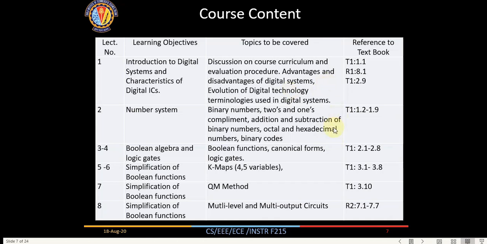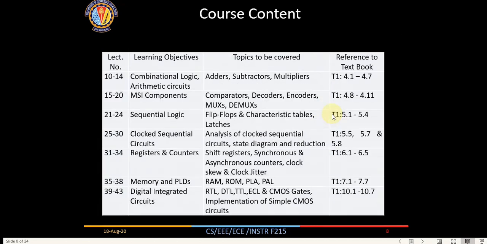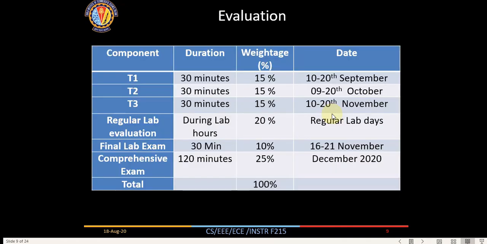Then these are the course content. I have already shared with you the Google Classroom ID, and I have also shared the course handout, so you can go through that. This is going to be the evaluation pattern.